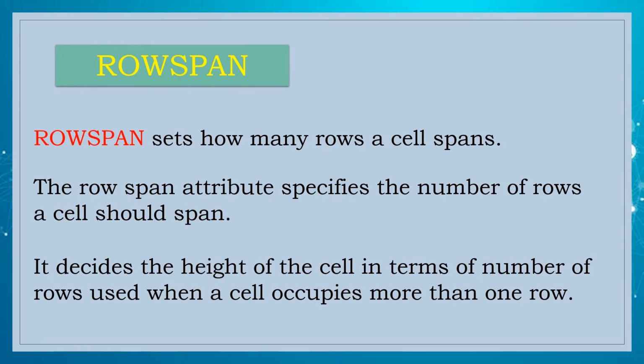Row span. Row span sets how many rows a cell spans. The row span attribute specifies the number of rows a cell should span. It decides the height of the cell in terms of number of rows used when a cell occupies more than one row.